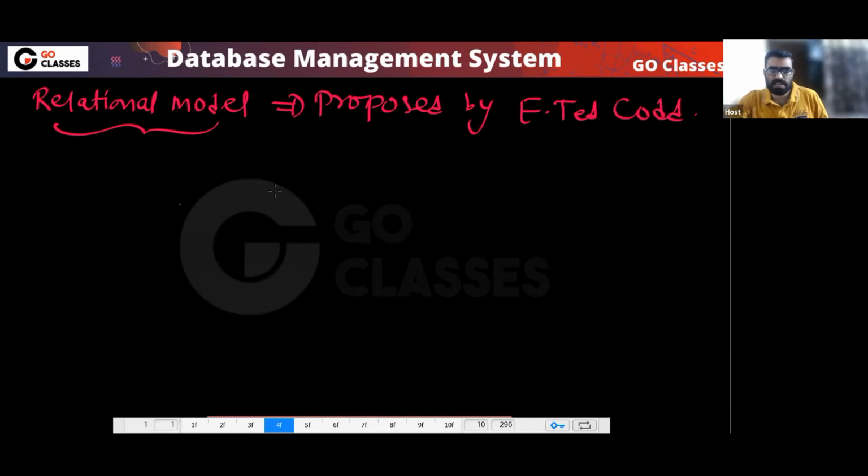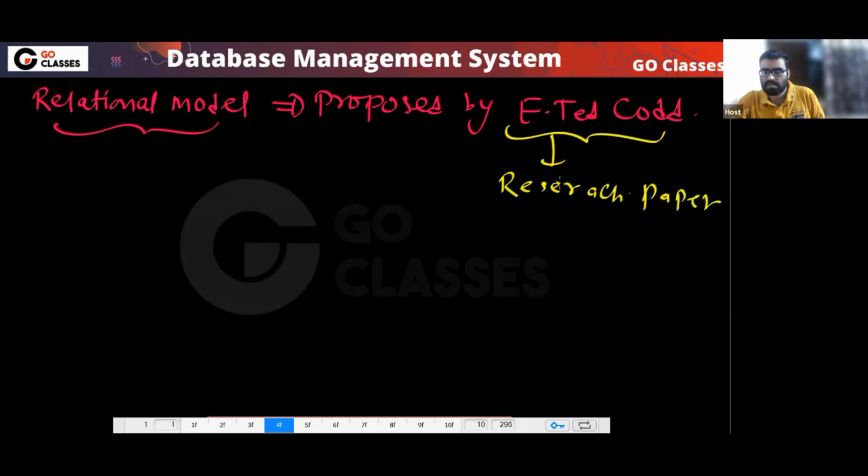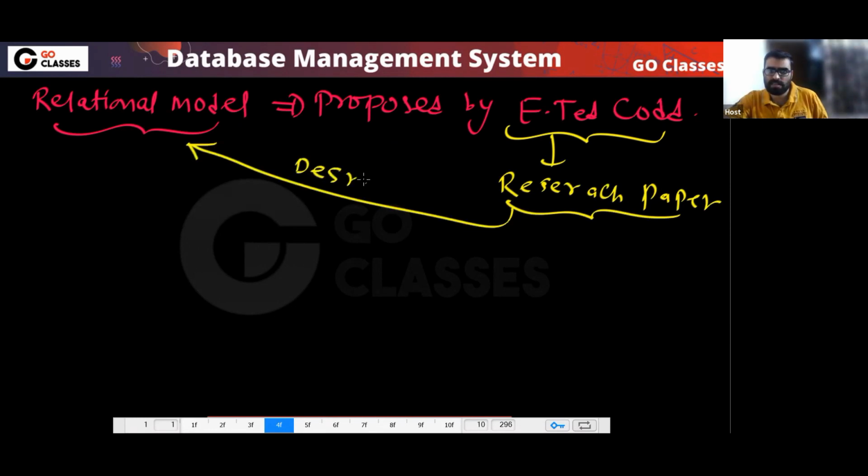I told you that Edward Ted Codd wrote a research paper, in fact multiple research papers that he published. In this research paper, he described the relational model. He also gave the concept of functional dependencies.